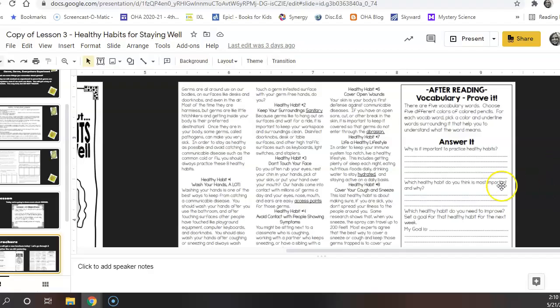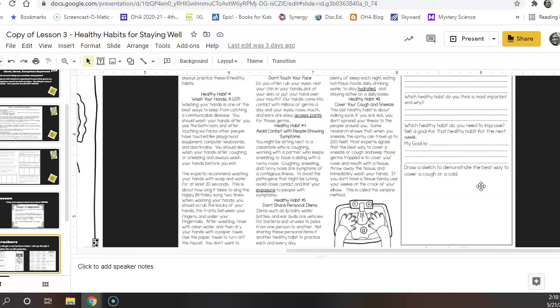Healthy habit number 1, wash your hands a lot. Washing your hands is one of the best ways to keep from catching a communicable disease. You should wash your hands after you use the bathroom and after touching surfaces other people have touched, like playground equipment, computer keyboards, and doorknobs. You should also wash your hands after coughing or sneezing, and always wash your hands before you eat.